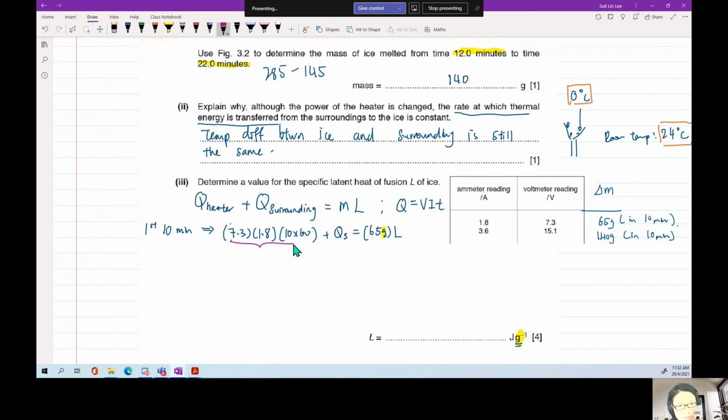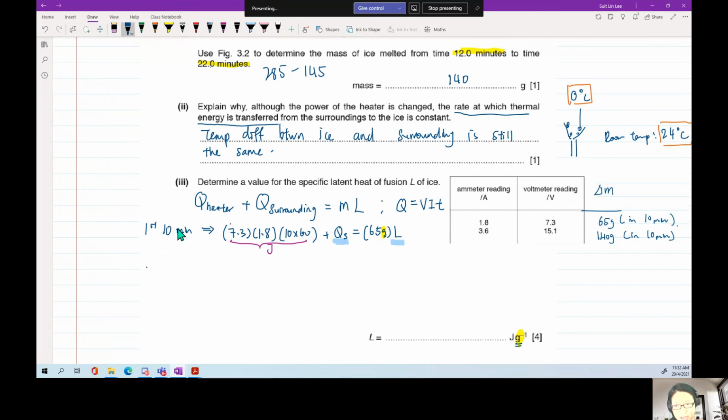All this will become joule. That's how you get joule per gram. But you've got one equation and two unknowns, right? The first unknown is QS, the heat loss to surrounding, which you don't know. The second one is L. In fact, for part 4, they ask you to find the heat loss to surrounding. This is why we gave you a simultaneous equation, or a double reading.